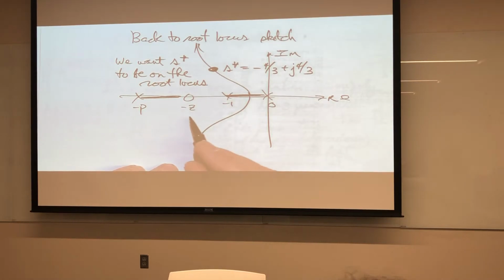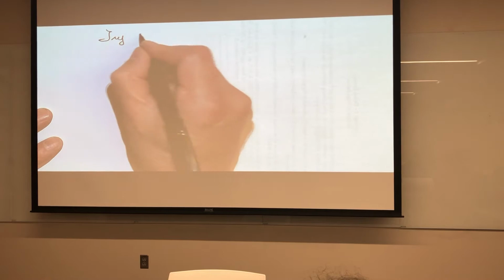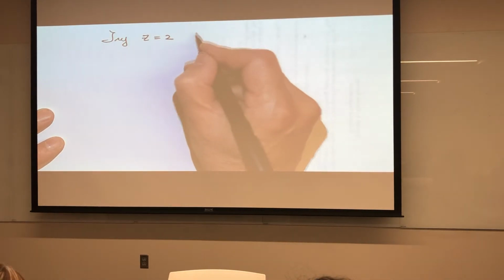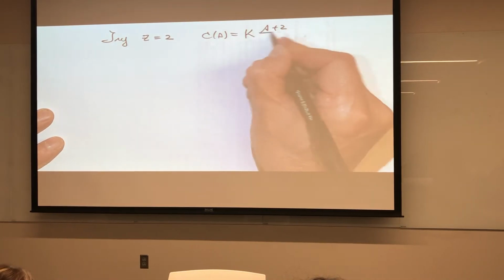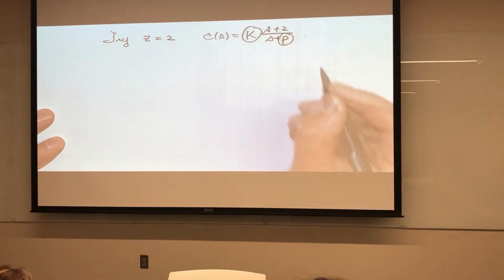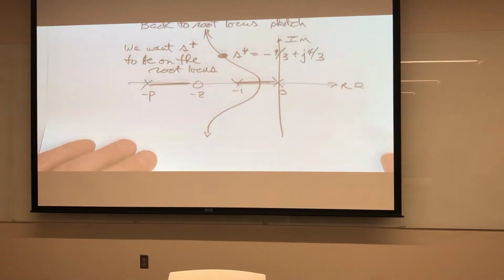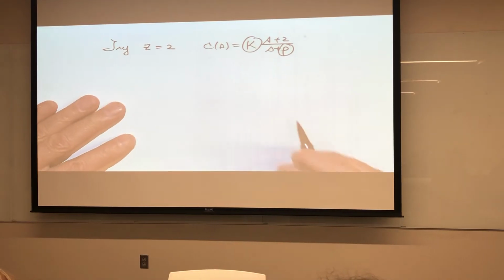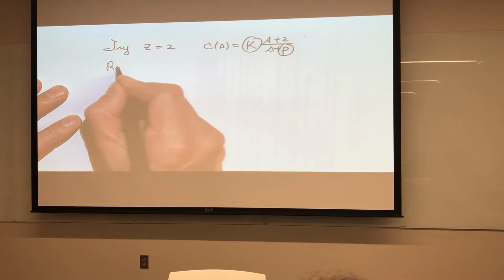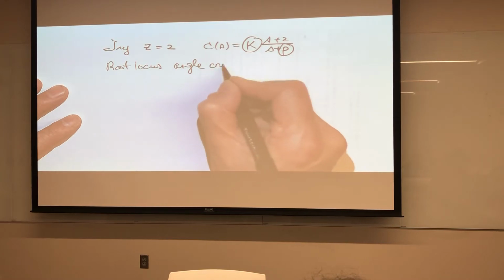Somebody said, let's choose this to be minus 2. Okay? So for today, again, I don't know if this is going to work. We're going to try z is equal to 2. So in other words, now our compensator is equal to K (s plus 2) over (s plus p). I have two unknowns, K and p. Okay, z is equal to 2. Somebody suggested trying z is equal to 2. Okay, so now the root locus problem. Let's do the angle criterion.